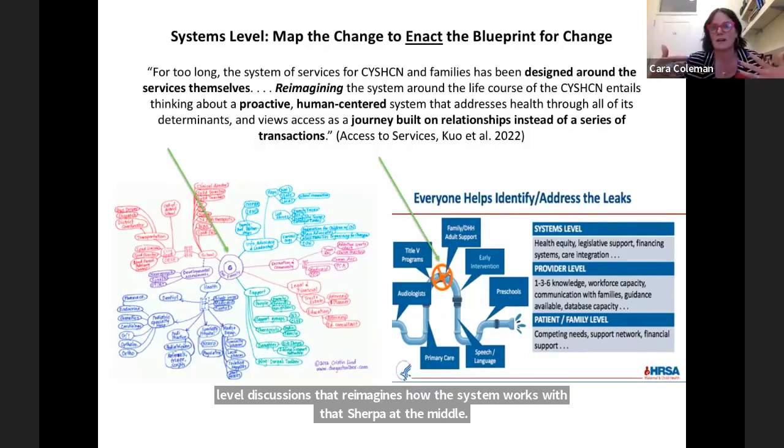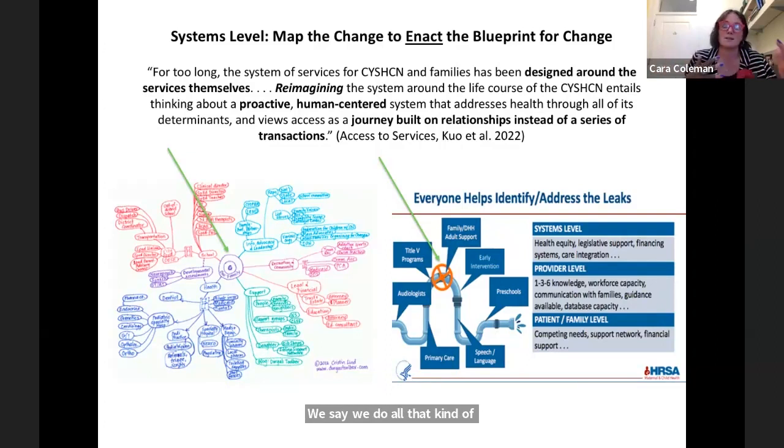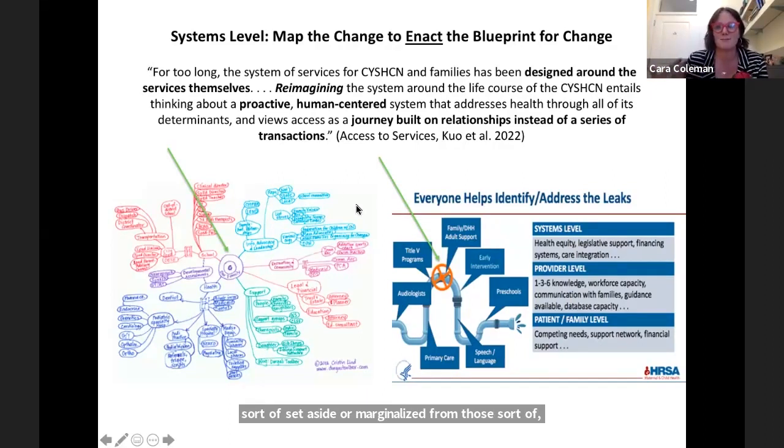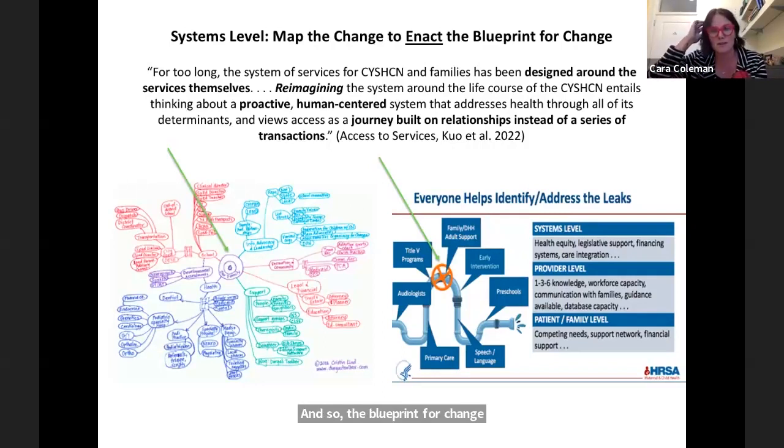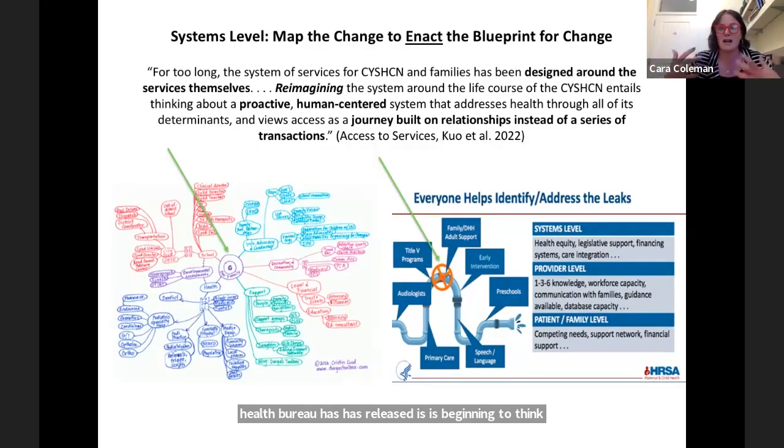We say we do all that kind of stuff, but historically there have been many voices, and the voices of children and families in particular, that have been set aside or marginalized from those systems planning things. And so the blueprint for change that the Maternal and Child Health Bureau has released is beginning to think about mapping and putting in their plan over the next 5 years how we take this blueprint for change and actualize it, and how we do that in a mapping context that brings the care mapping qualities from families into a systems level.